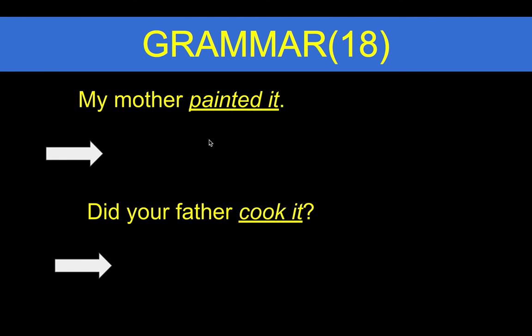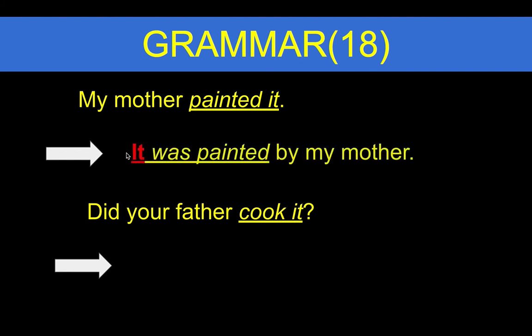So it is a painting. So my mother painted it. It was painted by my mother. So we have the subject, my mother, the verb, paint, and it, the painting, is the object. So we have to change it around. It was painted by my mother.